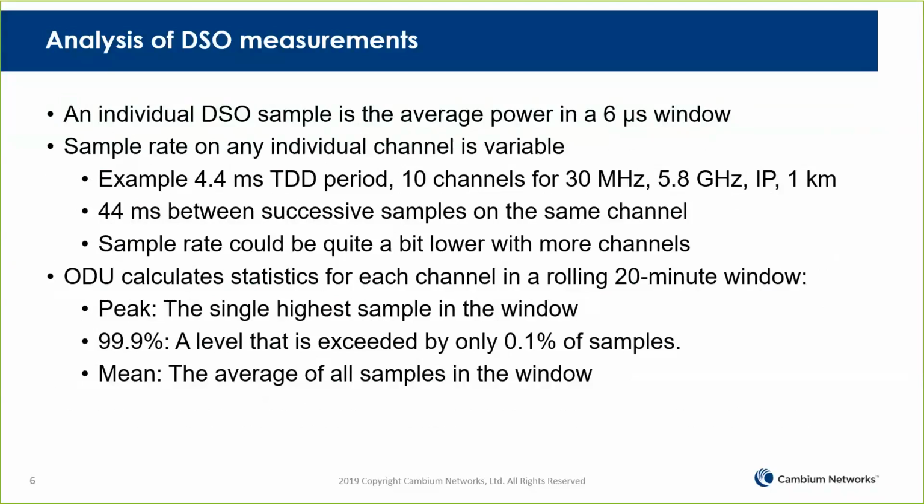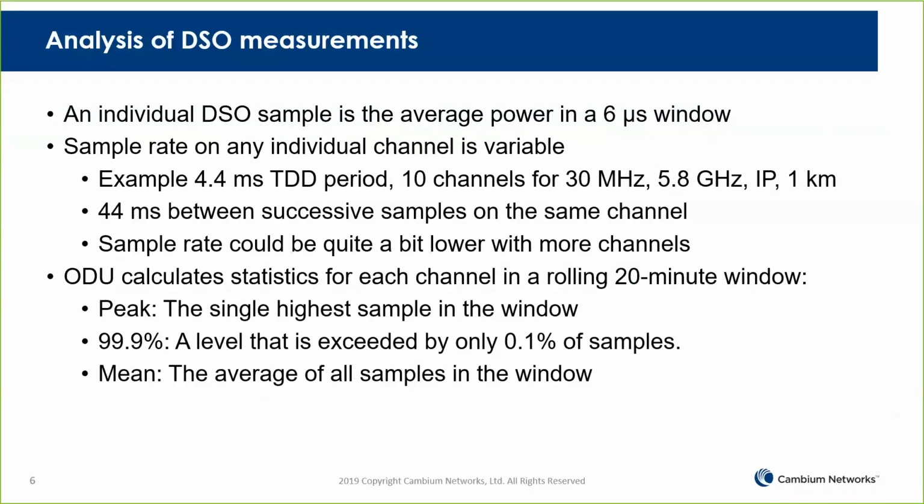We can do a little example on the rate of measuring an individual channel. If we're in 5.8 gigahertz and 30 megahertz bandwidth with the IP optimization, we have a 4.4 millisecond TDD period. We have 10 channels available, so it's going to be 44 milliseconds by the time we come back to measure on the same channel. Bands with more channels are going to take longer to come back to where we started.